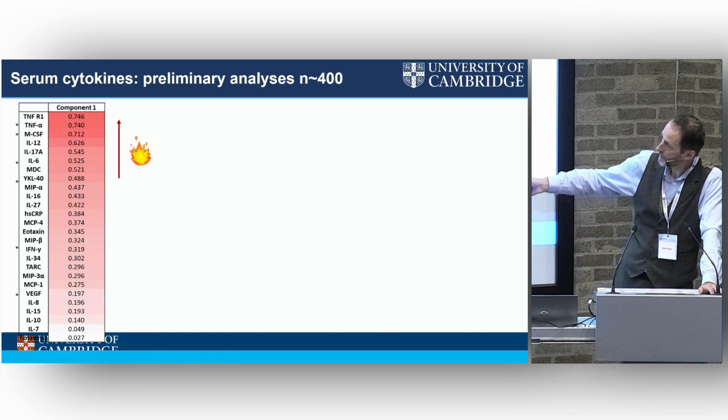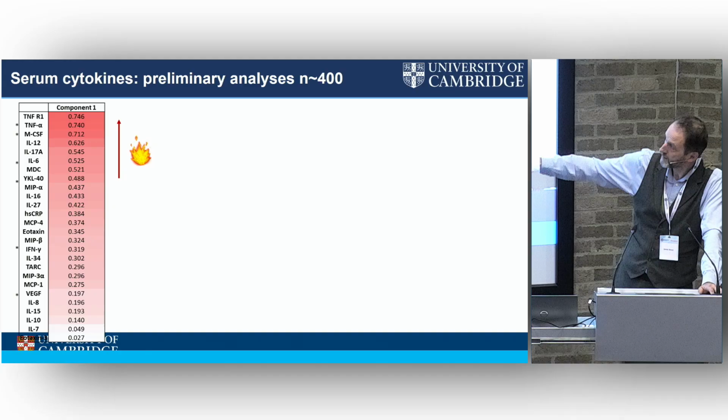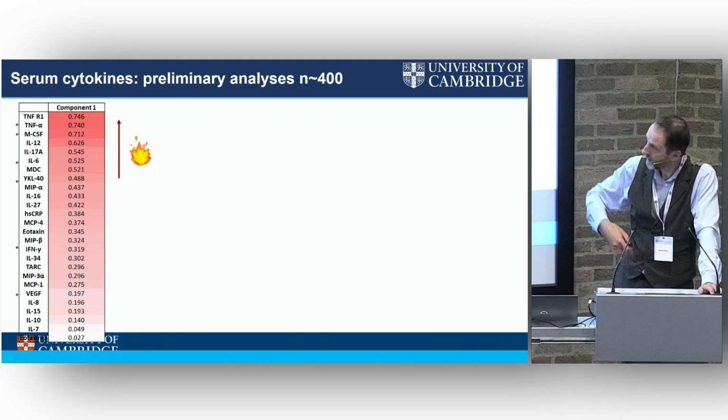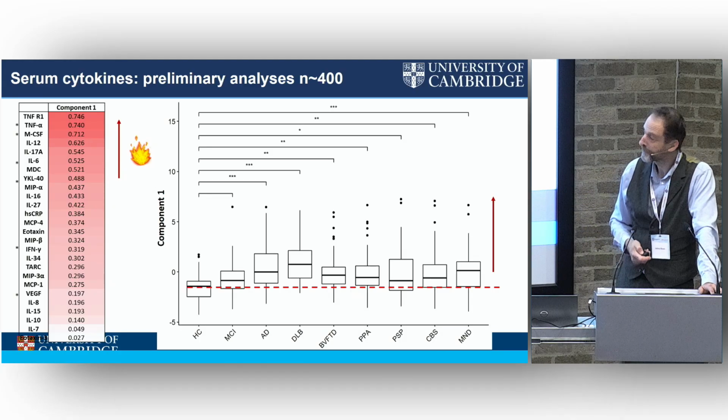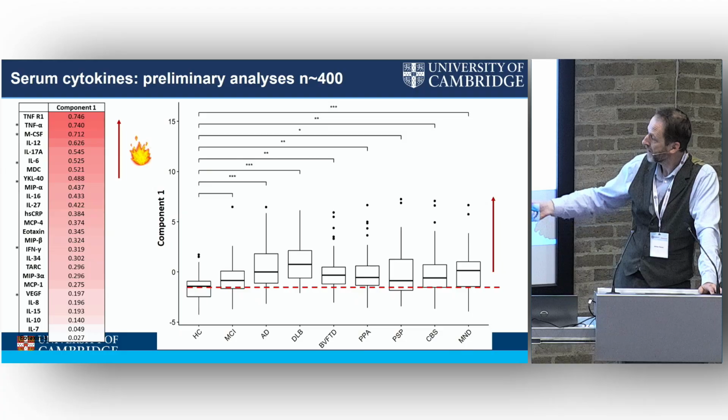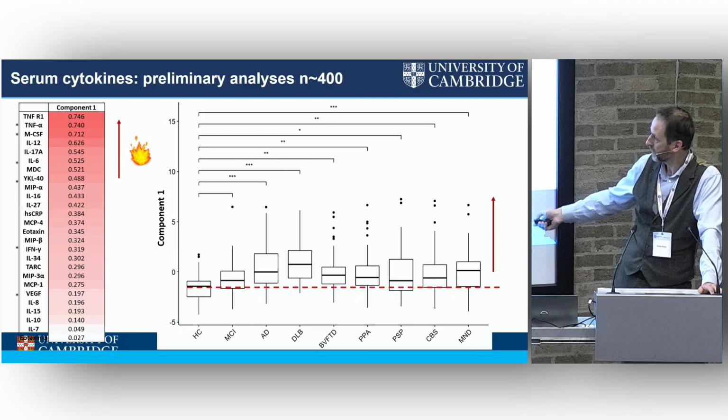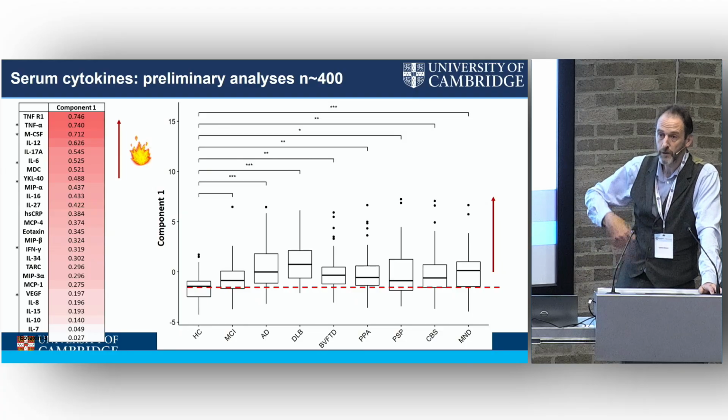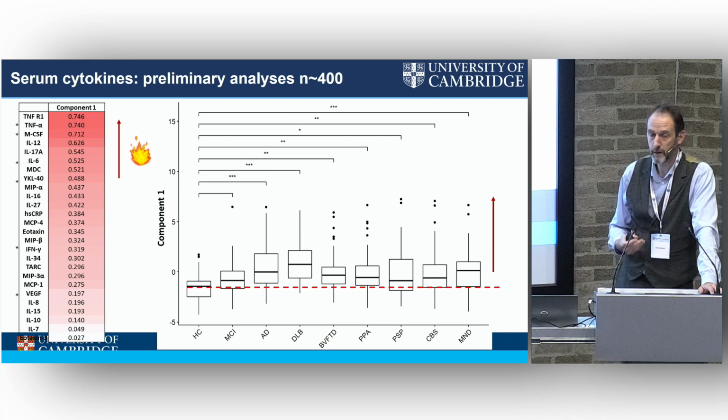If you look at it as a positive signal, you'll see some familiar suspects down on the left-hand side, all as part of this blood signature. And we see this is increased in all of the dementias that we've looked at so far. So there are lots of inflammatory signals in the blood.